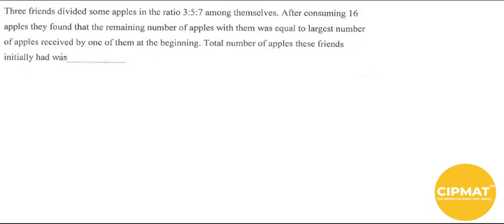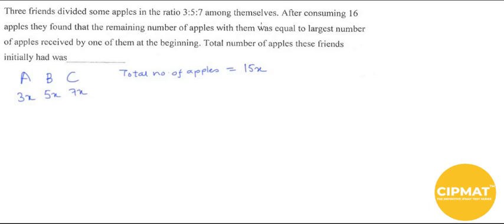So let's say the three friends were A, B and C. So let's say A got 3x apples, B got 5x apples and C got 7x apples. Okay, what is the total number of apples that they had initially? Total number of apples, this will be 3x plus 5x plus 7x, that will be 15x, right?